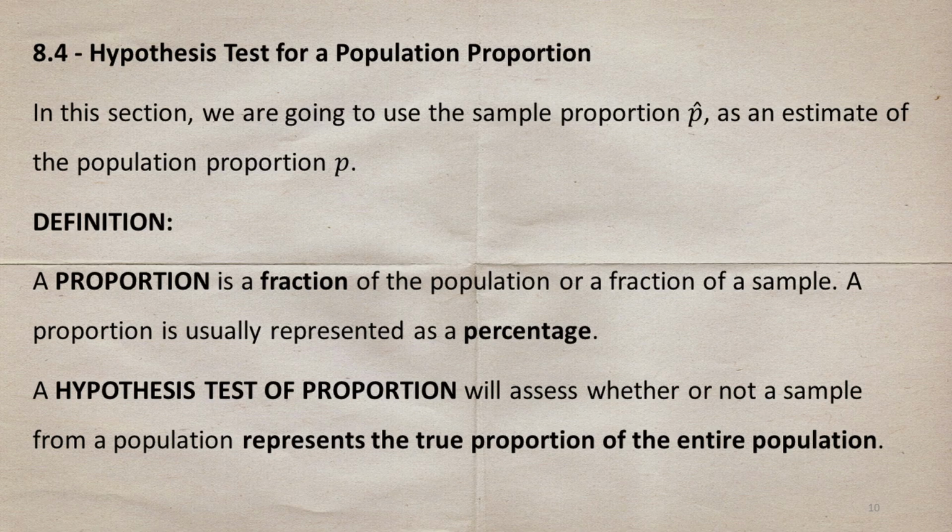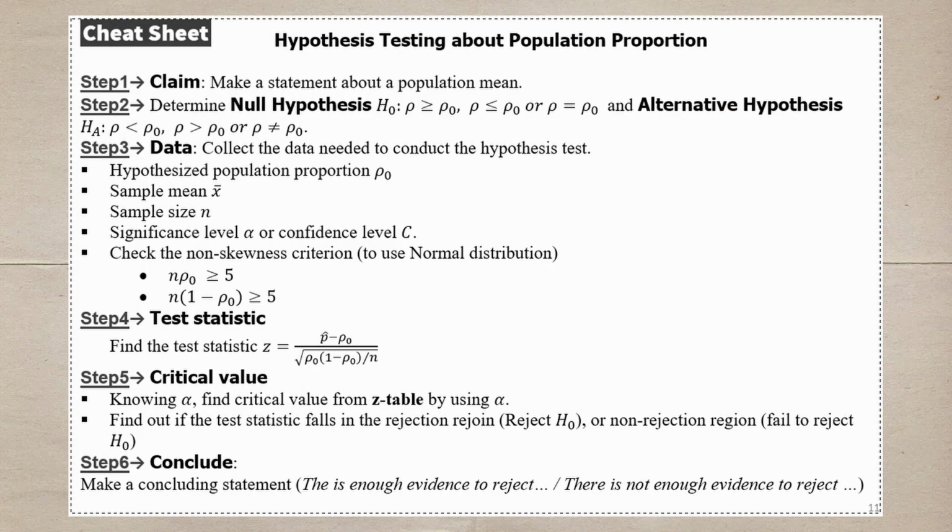A hypothesis test of proportion will assess whether or not a sample from a population represents the true proportion of the entire population. This is the cheat sheet to use when conducting a hypothesis testing about population proportion. Notice its similarity with previous cheat sheets, except that we have to check the non-skewness criterion that allows us to use the normal distribution in step 3. Pause the video for a few moments and have a look at it.